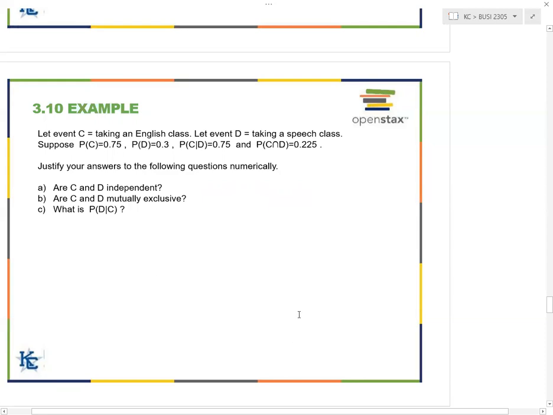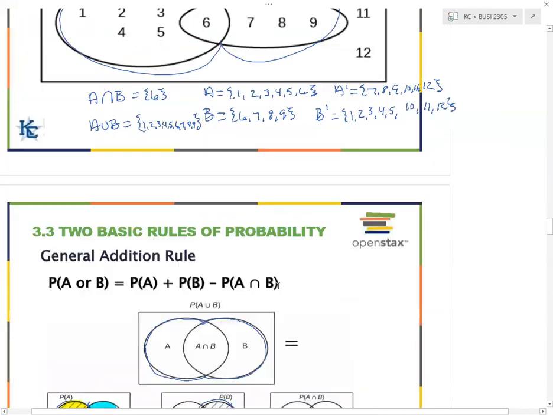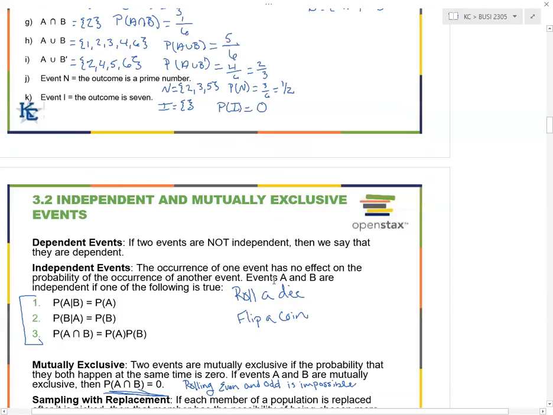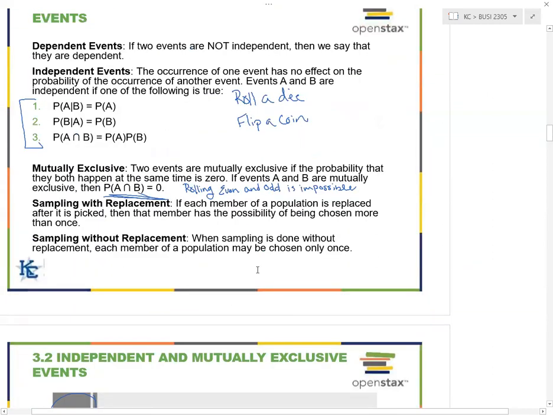So let's go look at what it says for independency. Let's just back up and take a look at independency. What are the 3 things we can check for things being independent? If they are independent, these are the 3 things we can check. The probability of A given B equals the probability of A. The probability of B given A equals the probability of B. The probability of A intersect B equals the probability of A times the probability of B.